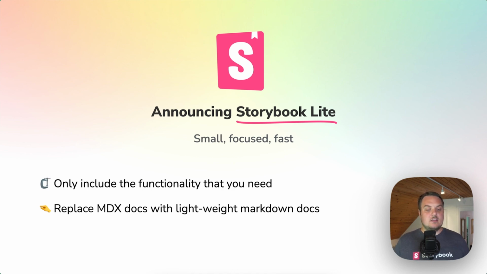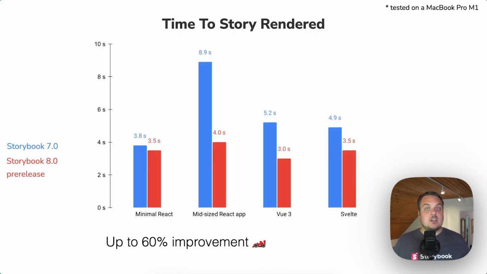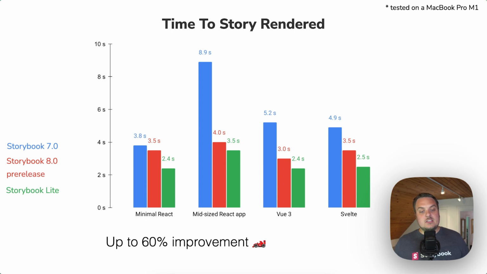If we take Storybook Lite into our previous benchmarks, we're seeing an even greater performance improvement than before. We're seeing up to 60% performance increase just by going from Storybook 7 to Storybook 8 without docs. So that's really a great improvement.